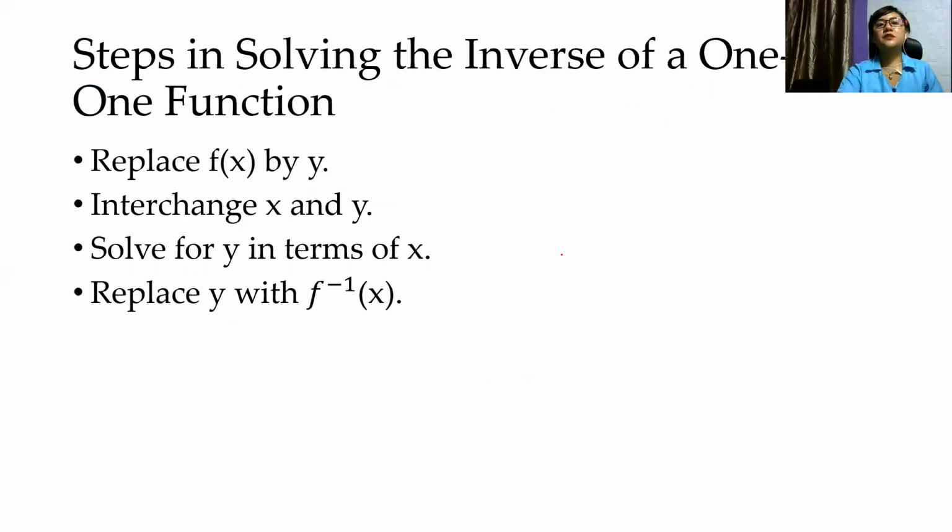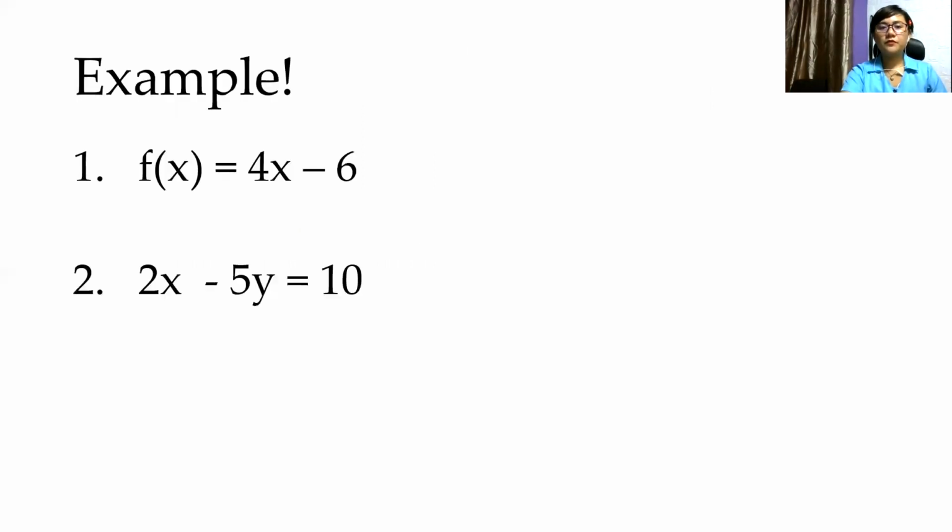So there are 4 steps in solving the inverse of one-to-one function class. We have first one, replace f of x by y. Next, interchange x and y. Then next one, solve for y in terms of x. And the last one is to replace y with the notation of inverse function, f raised to negative 1 of x. So let's have an example. We have 2 examples here. Meron tayong in a form of this and yung wala ng f of x, automatically y na. So let's start with number 1.